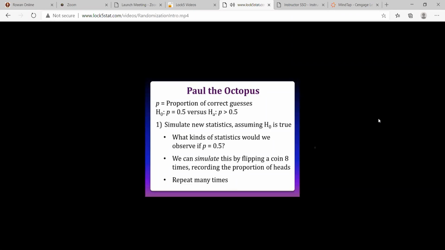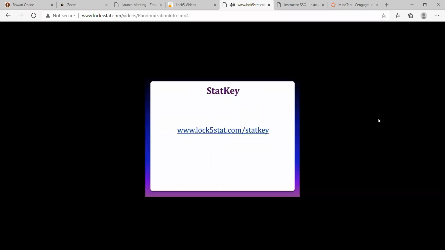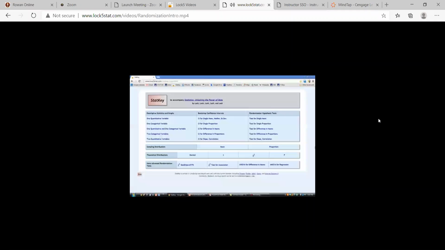So there's lots of different options for technology for conducting a randomization test, and we give manuals from many of the common software packages. But for ease of illustration, here we're going to use StatKey, which is free online software that we've developed to accompany our textbook. So this is the homepage for StatKey. Here we're going to be focusing entirely on this randomization hypothesis test column. Here we're doing a test for a single proportion.